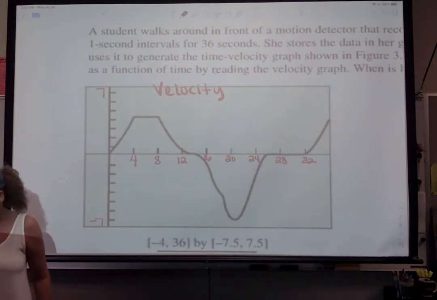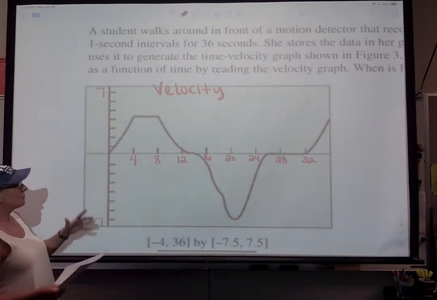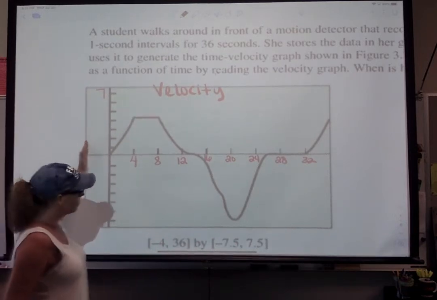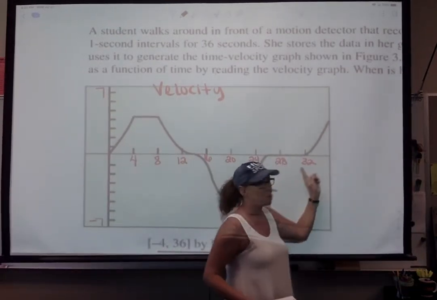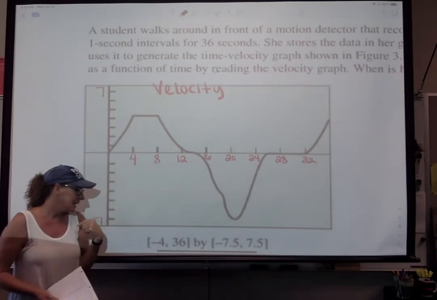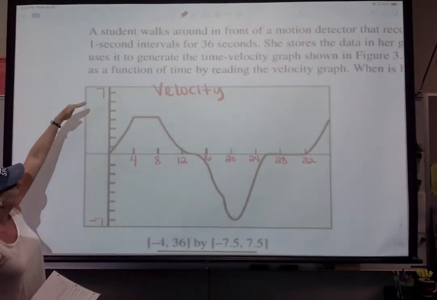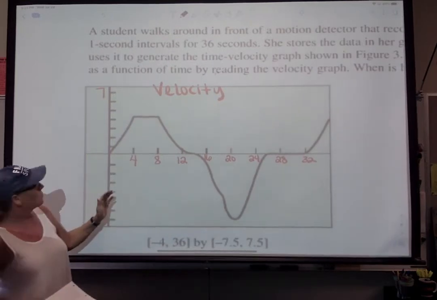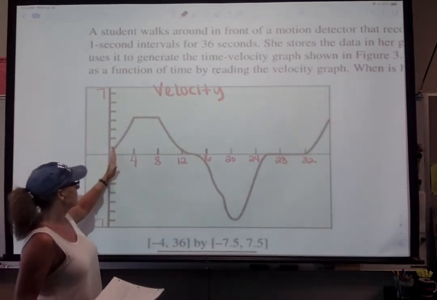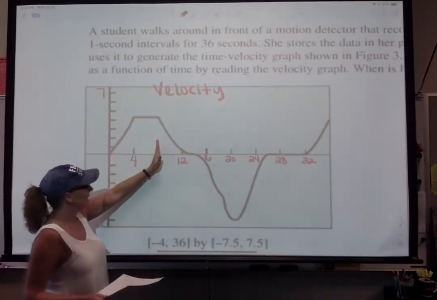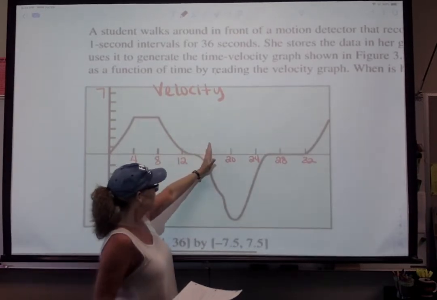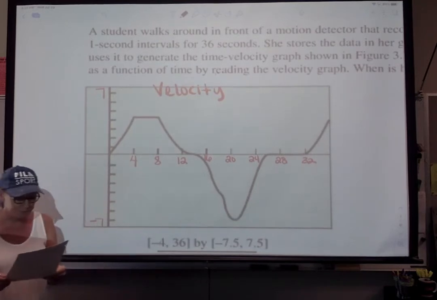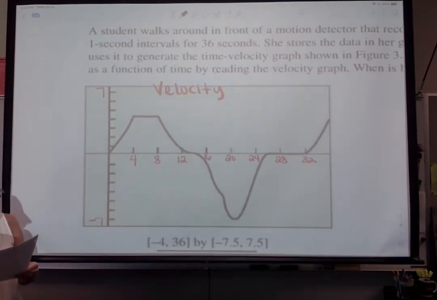Now, let's look at a velocity graph. I've written some things on it. I've looked at my window. It goes from -4 all the way to 36. So I labeled some tick marks for you. And it goes from -7.5 to +7.5. So I labeled those tick marks for you. So this is time. So this is 4 seconds, 8 seconds, 12 seconds, 16 seconds. And what's graphed is this girl's velocity.